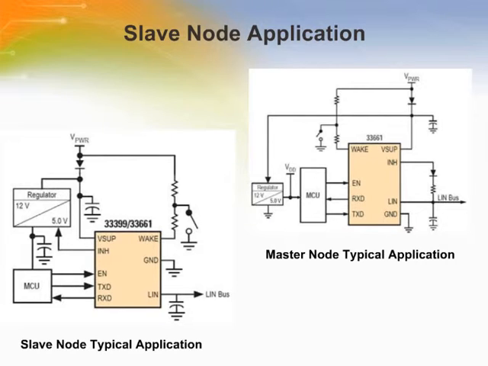This page shows an application diagram of the system acting in the slave node. Here the slave unit is capable of controlling a mirror unit according to the master commands and reporting its current status back to the master. The 33399 is designed to support the LIN protocol specification 1.3 and the 33661 is designed to support revision 2.0.